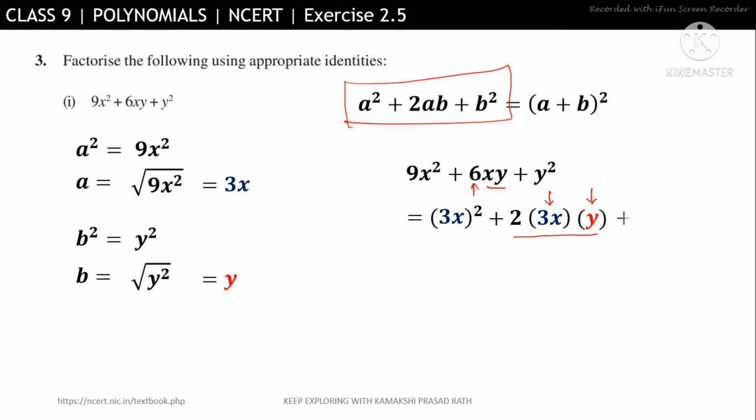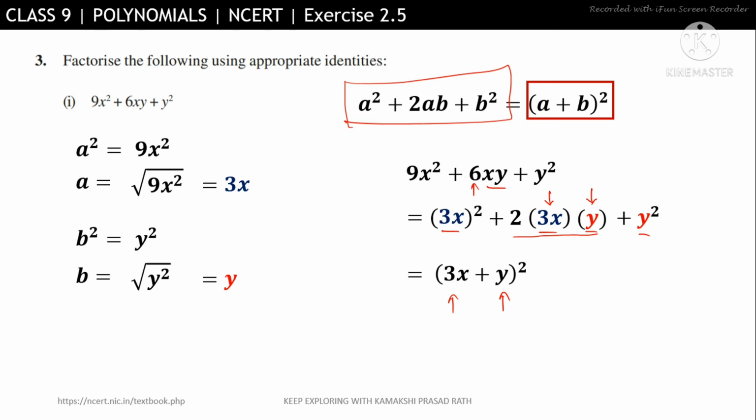So next y squared. So you can see here a squared 2ab plus b squared. This is a squared 2ab plus b squared. Hence we can use this identity now, a plus b whole square. So now what is a plus b? A plus b is nothing but 3x plus y whole square, where a is 3x and b is y.